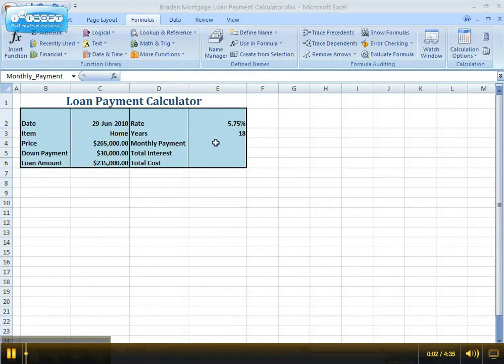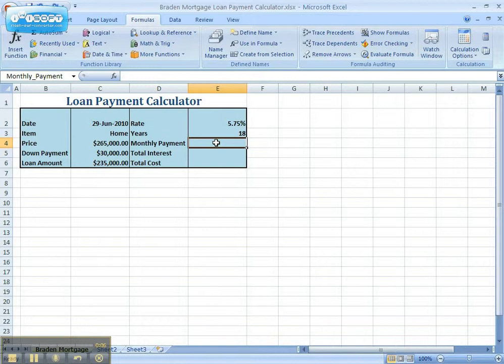Okay, the next thing we're going to do is calculate our monthly payment. Now, for all you math wizards out there, you could probably take the interest rate, the number of years, and the loan amount and calculate the monthly payment using some formulas or math equations that you know. But we're not going to do that. We're going to rely on Excel. Excel knows the formulas for that, and it has one built in. It's called the payment function.